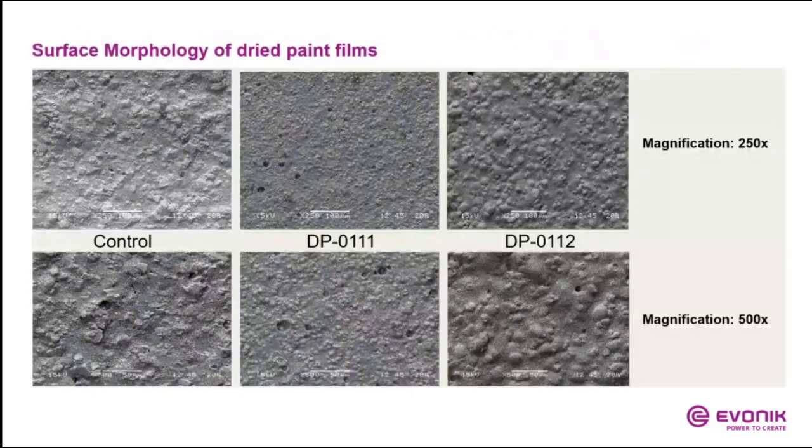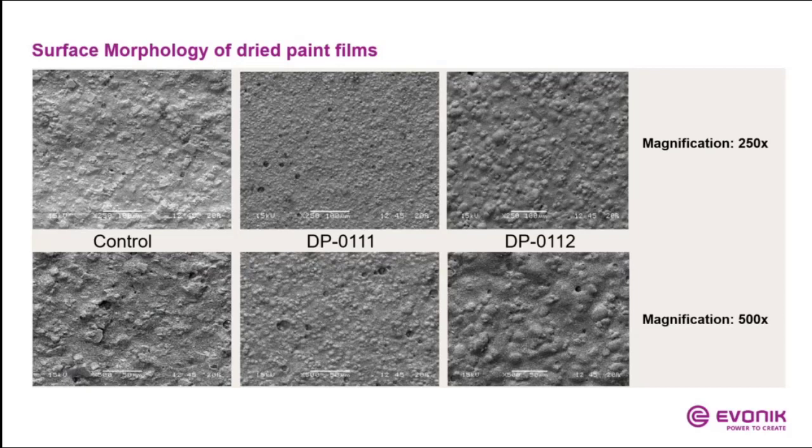On this slide, we see some microscope pictures with different magnifications. On the top line, you see pictures with a magnification of 250, and on the bottom line, a magnification of 500 times. On the left side, we see the control paint. This is a typical dried interior wall paint with an irregular surface, roughness, irregular shaped particles on the surface.